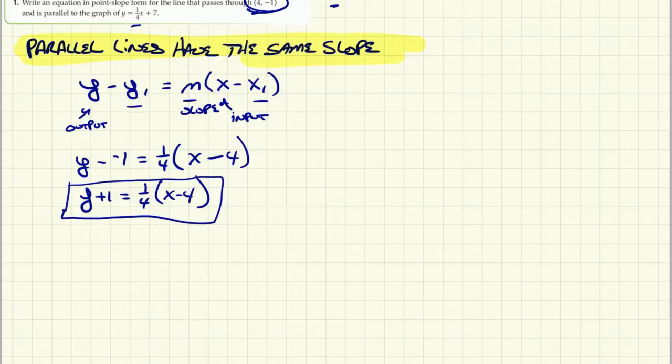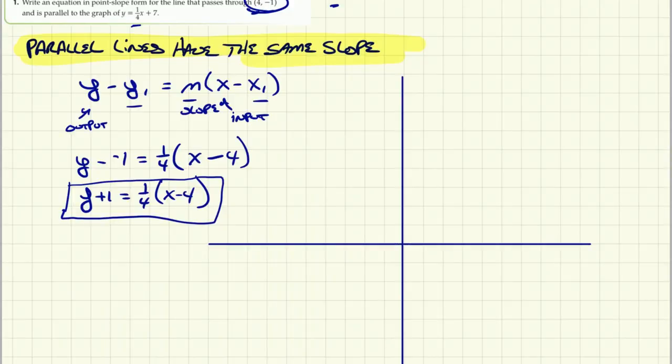Let's prove that they are indeed parallel to each other. Let me draw my xy coordinate plane. I'll put the x's over here and the y's over here. Hopefully we don't run into each other too much. This is my y axis. This is my x axis. Let's graph the original line, y equals 1/4 x plus 7.